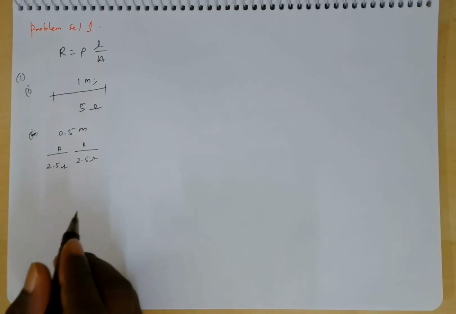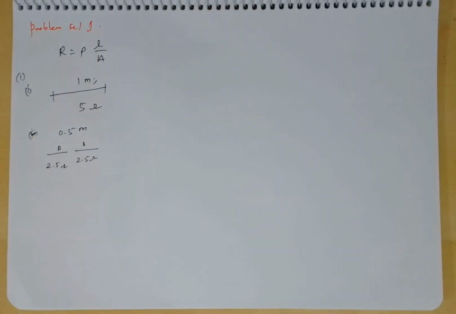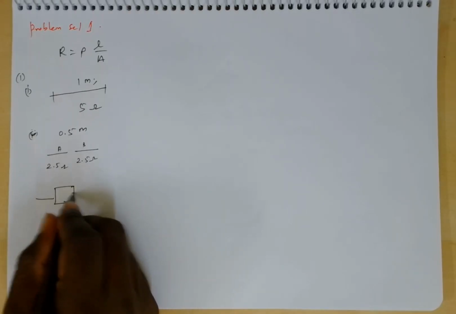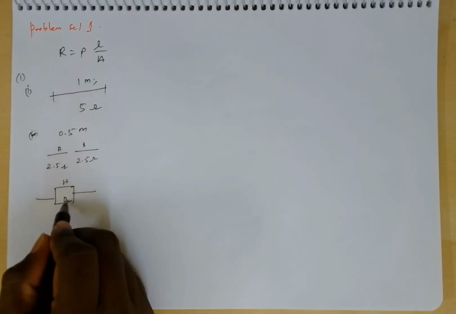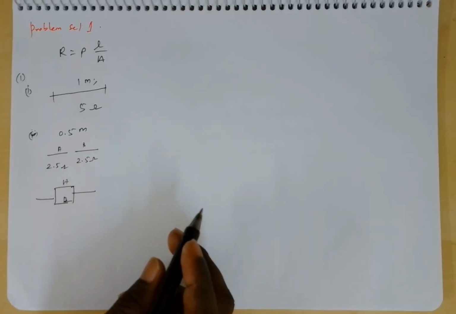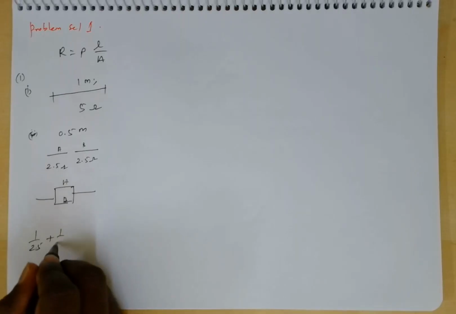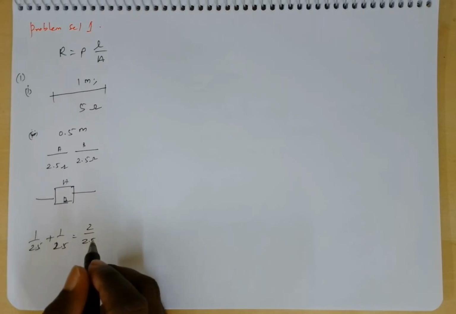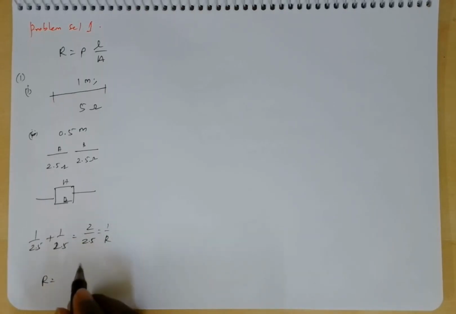Okay. In IGCSE, do you remember we have learned series and parallel resistors? Now if I connect these two wires horizontally, what will be the combined resistance? So this will be 1 by R, so R will be 2.5 divided by 2. Can you see how it comes from 5 ohm to 1.25 ohm?